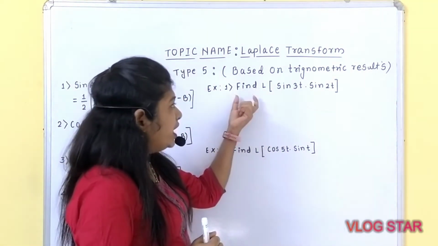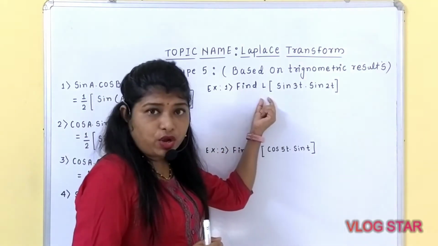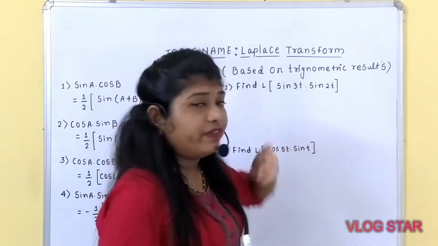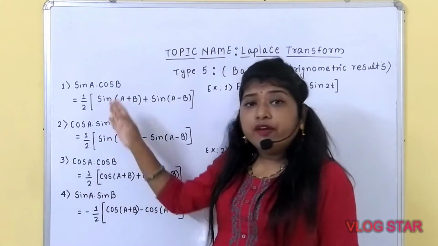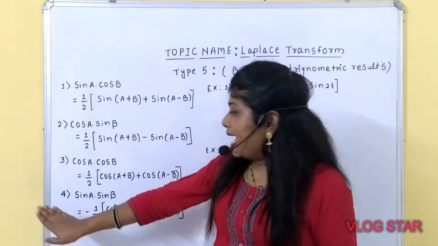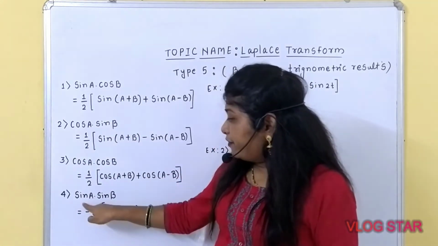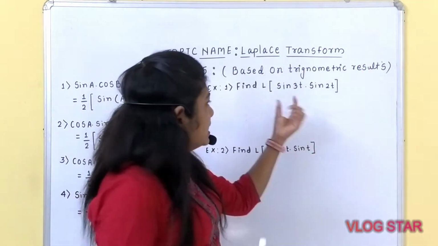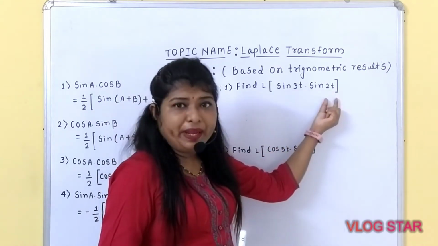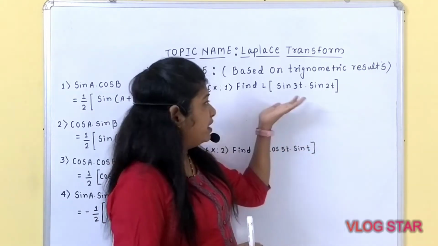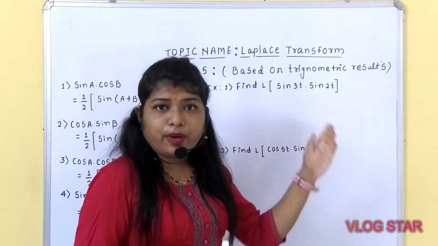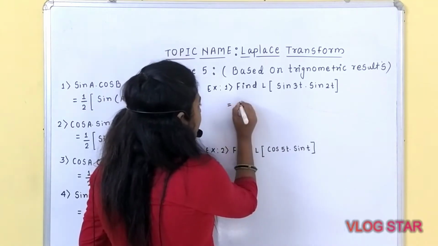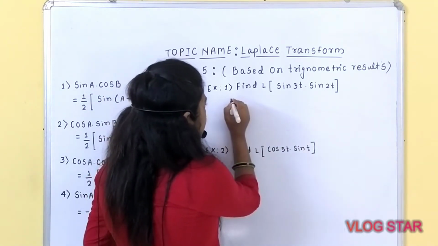We have to find out the Laplace of sin 3t into sin 2t. This is the given example. Now you need to check which formula you are going to apply as per result number 4. If it is sin A into sin B, the given example is sin A into sin B. So what are the values of A and B in this example? A is equal to 3t, B is equal to 2t.